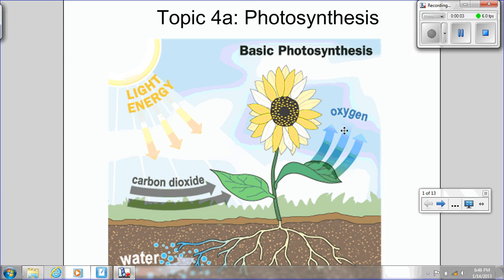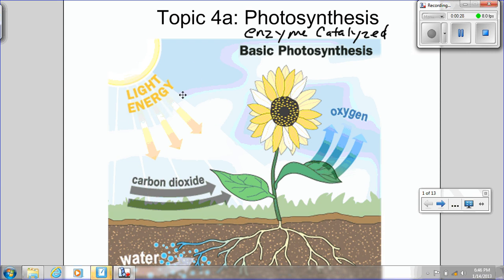For the first part of topic 4, we're going to be talking about the process of photosynthesis. To start off, we should talk about how photosynthesis is an enzyme-catalyzed reaction. So therefore, it is sped up by enzymes. So this is going to be important to recall a lot of the information that we talked about last week.